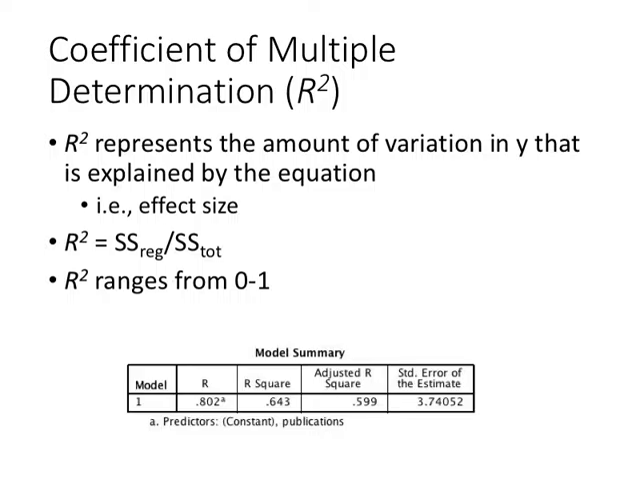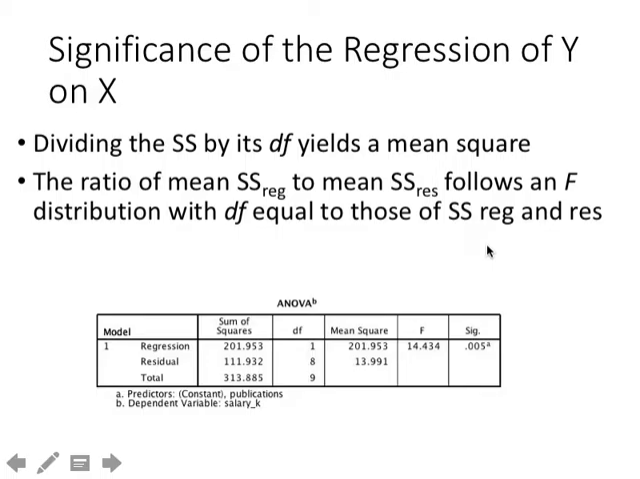And so in our case, if we wanted to calculate R squared, we could just flip back here, and we could divide sums of squares regression, 201.953. Let's do that once just to make sure. Somebody have their phone. 201.953. Divide that by 313.885. And what does that come to?